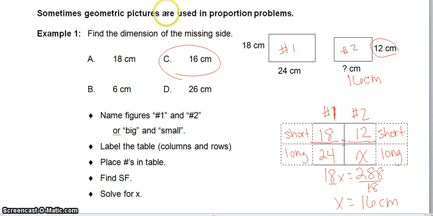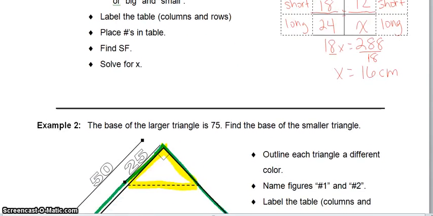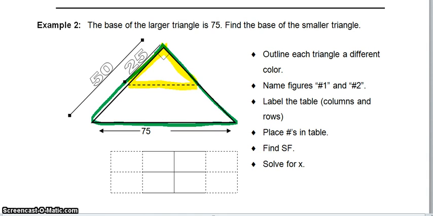Okay, scroll down to the next problem, example 2. This one's a little bit different, so make sure you're really paying attention. The base of the larger triangle is 75. Find the base of the smaller triangle. Well, first of all, over here it says outline each triangle in a different color. Okay, so I outlined the smaller triangle in yellow and the larger triangle in green. So you can see those.